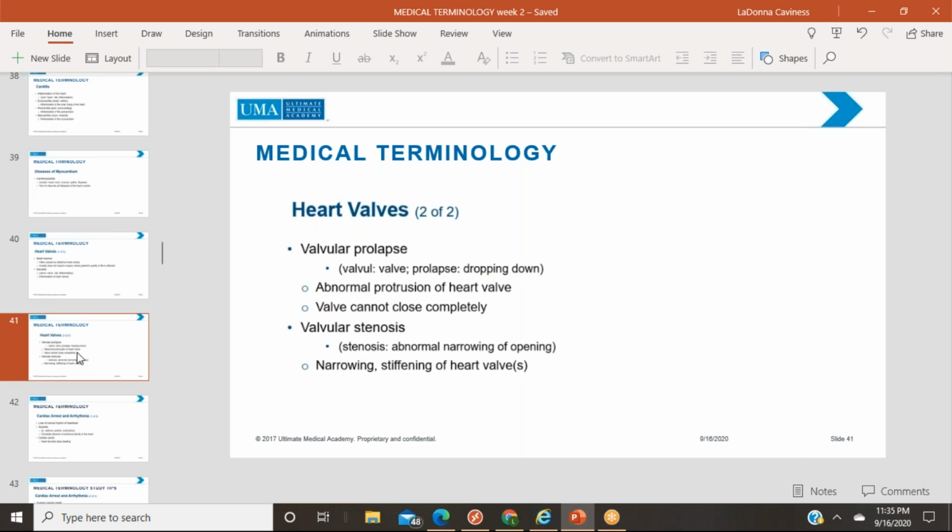Valvular prolapse. And again, it's an example of valvul, which means valve, and prolapse means dropping down. It's abnormal protrusion of the heart valve. The valve cannot close completely. Valvular stenosis: abnormal narrowing of the opening of the heart, narrowing and stiffening of the heart valves.